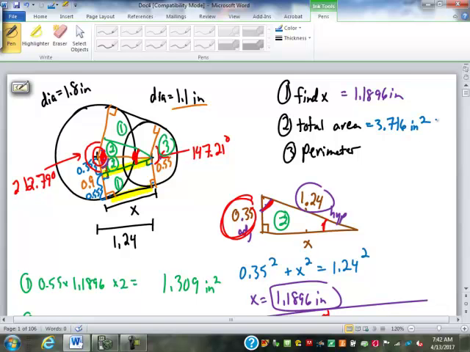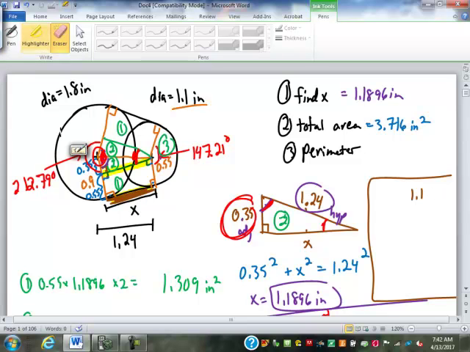So 3.716 inches squared. Perimeter. We've really done all the heavy lifting for perimeter. I can actually squeeze that calculation in right here. For perimeter, we have X, which is 1.18. I'm going to round it 1.190. We have another X up here that's 1.190.